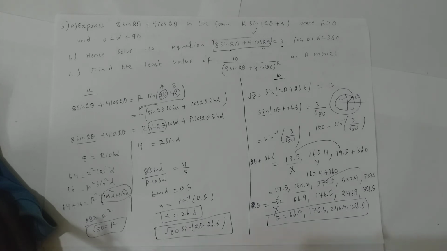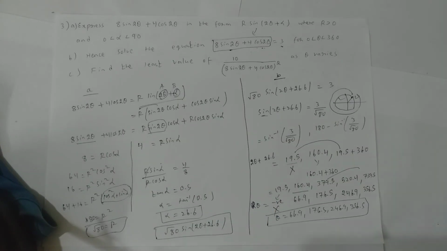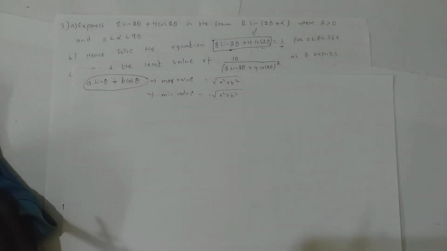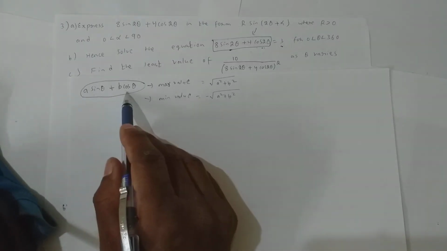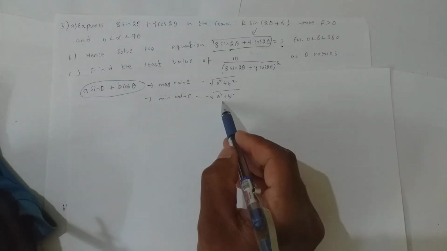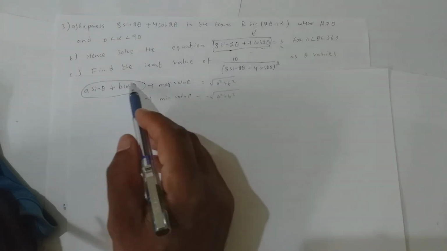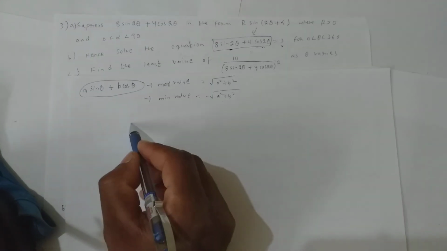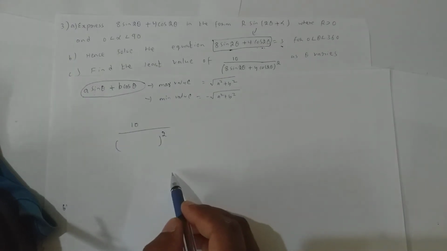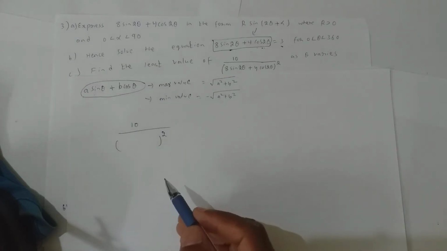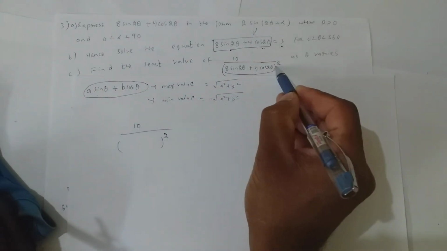Now look at the third bit. Find the least value of this one as theta varies. In my earlier video starting, I showed you this one. Minimum value of a sin theta plus b cos theta is minus root a square plus b square, and maximum value is plus root a square plus b square. Now the least value of 10 by this entire thing square I need to find out. Clear?